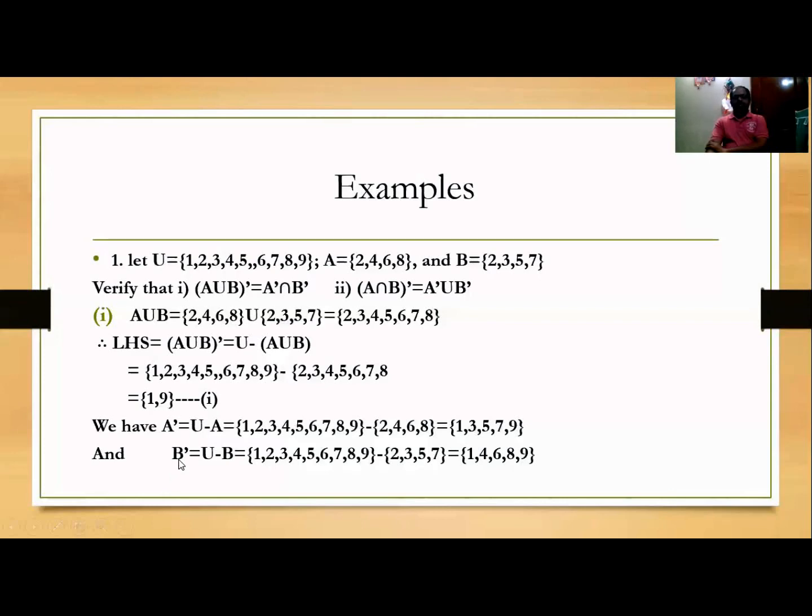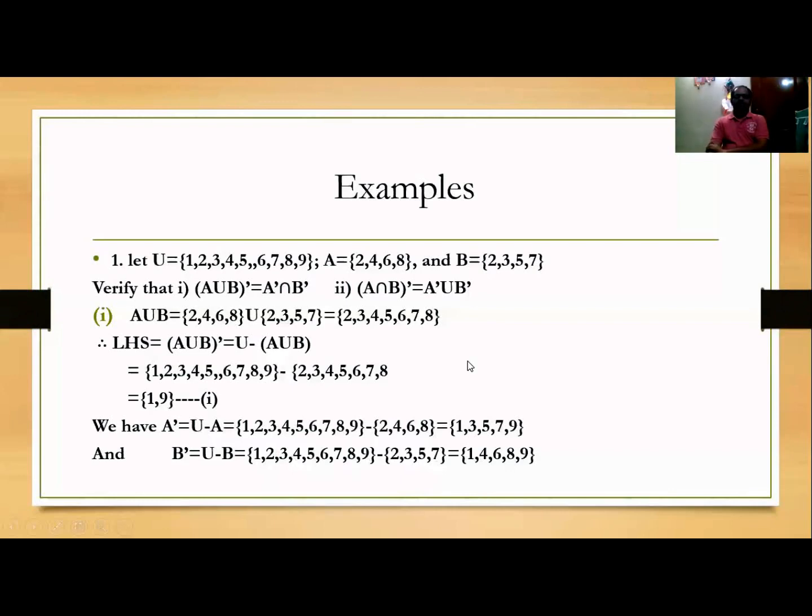Similarly we can find B dash, the complement of set B. Again it will be the difference of U and B. So subtract the set elements in B from U, that is the universal set 1 to 9 minus the set B, which is 2, 3, 5, 7, right? So we need to delete these 2, 3, 5 and 7 from the set U. What are we left with? We are left with 1, 4, 6, 8 and 9. Correct? So we got A dash and B dash.